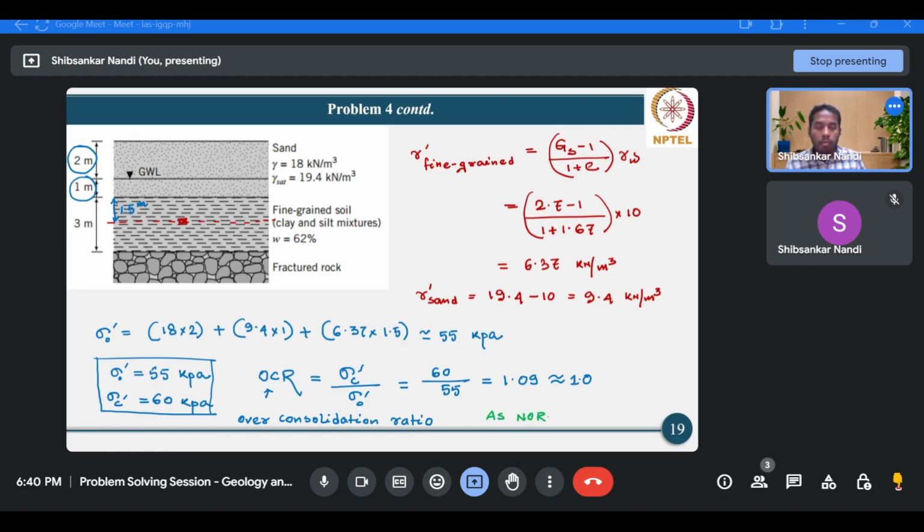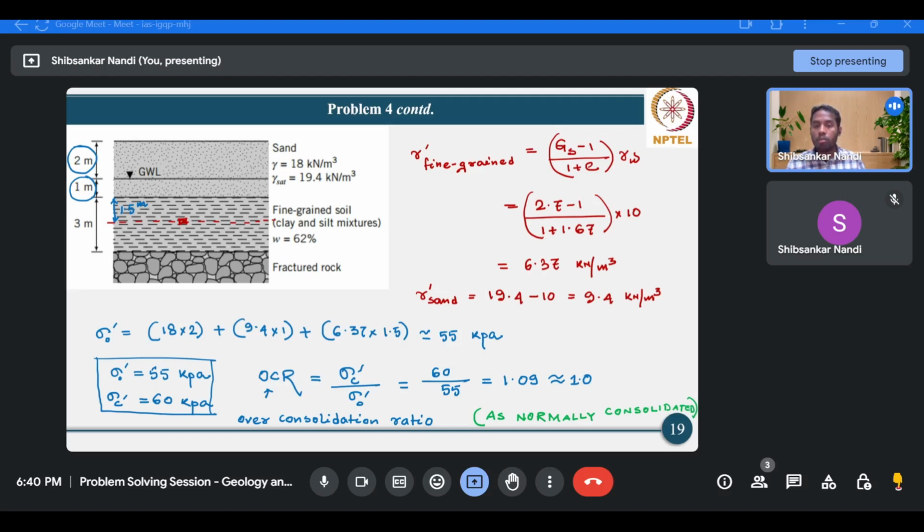Though in the actual case it's over consolidated, the over consolidation ratio is very close to 1. That's why we'll be assuming this soil as normally consolidated. So it will basically simplify our job. However, this assumption is based on the value of OCR.